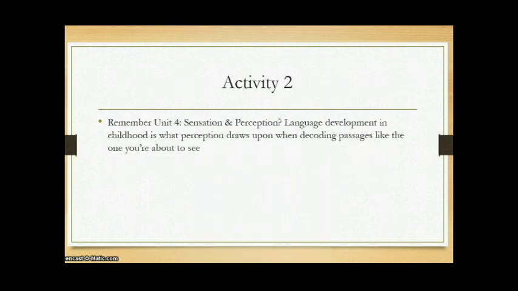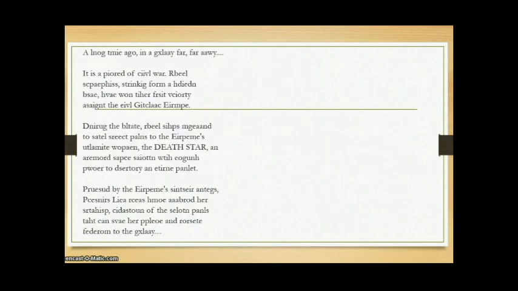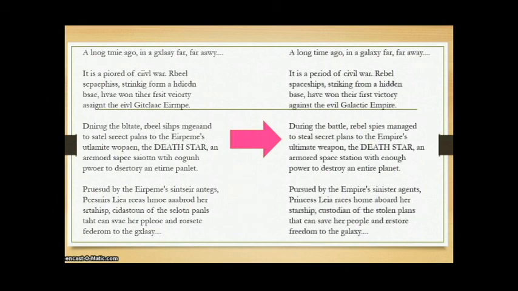Remember Unit 4, Sensation and Perception? Language development in childhood is what perception draws upon when decoding passages like the one you're about to see. Here is the introduction to Star Wars. Try reading it to yourself. And on the right is the actual text. You'll see that it is much easier to read than you may have thought.